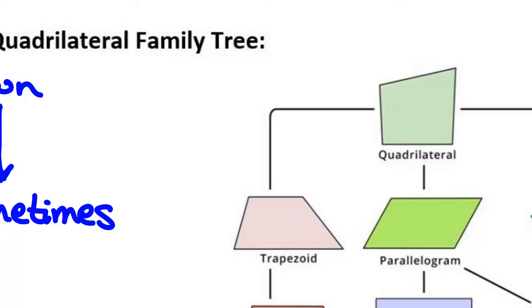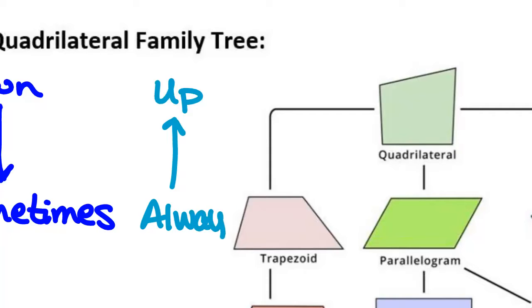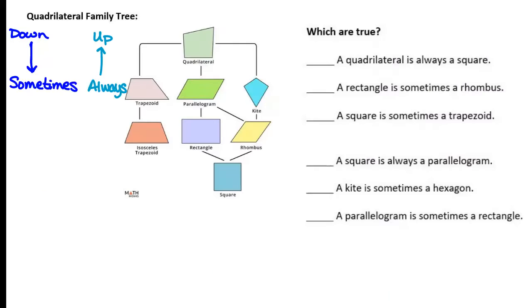If we are moving up on the quadrilateral family tree, that is an always situation. So for example, a square is always a parallelogram. An isosceles trapezoid is always a trapezoid, or is always a quadrilateral. If you're starting with a shape on the bottom and you're comparing it to a shape that's further up, that will always be true. A rhombus is always a kite, yes.